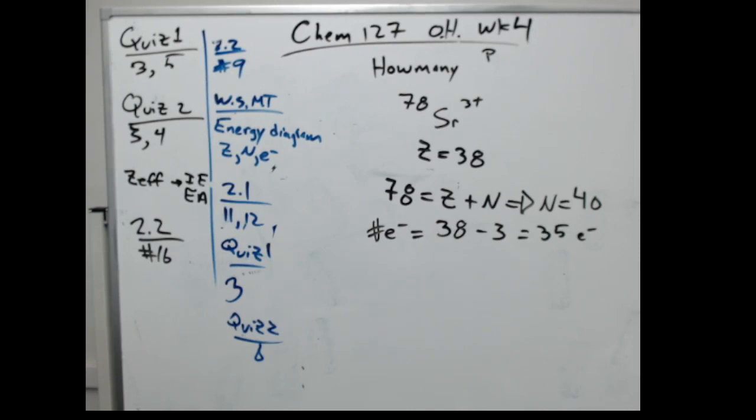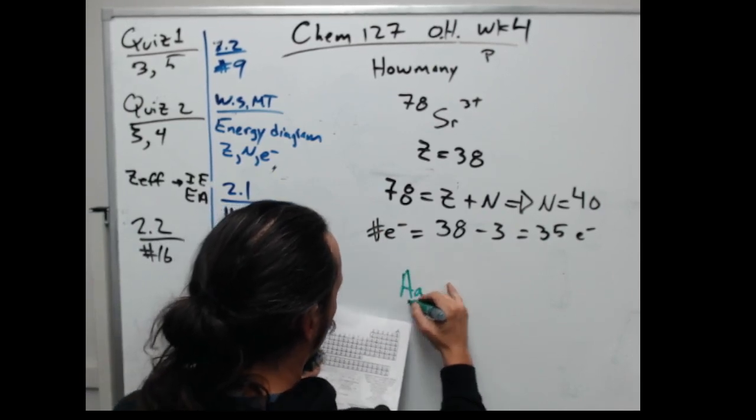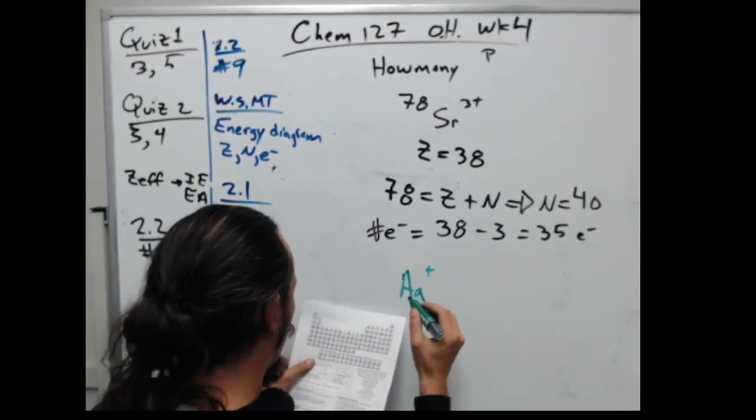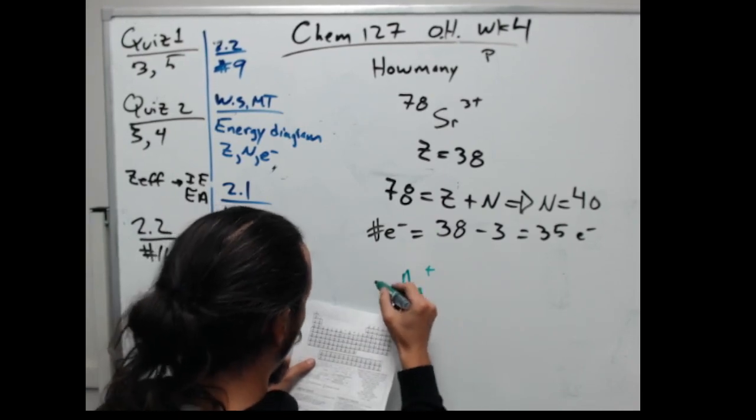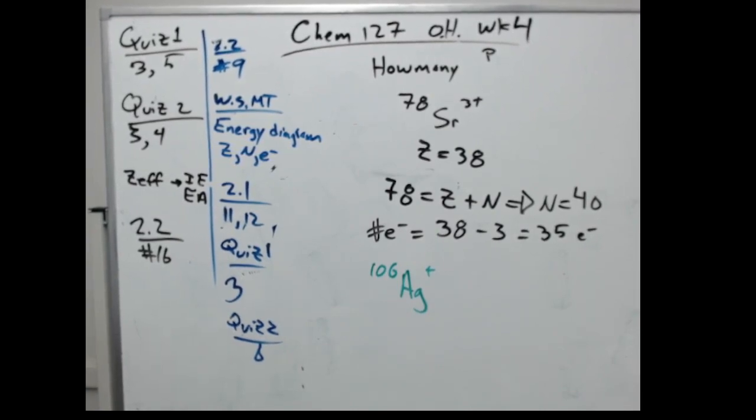Should I give you one to try? Let's see, can I remember one? Let's do a fun one. Let's do silver plus, silver 106. I'm going to give you a minute to work on it. I just made this up. I don't even know if that's a stable isotope of silver.